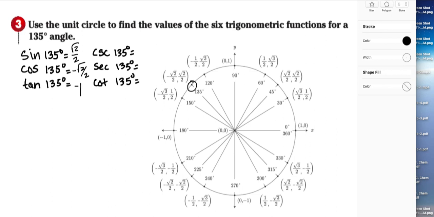And then over here, we're going to be using the reciprocals. The reciprocal of sine is cosecant. So technically we could write it as 2 over the square root of 2, because that would be the reciprocal of root 2 over 2. However, we like to rationalize the denominator in math, so we're going to multiply top and bottom by square root 2 in order to get 2 root 2 over 2, which is just square root 2. Are you with me how we did that?